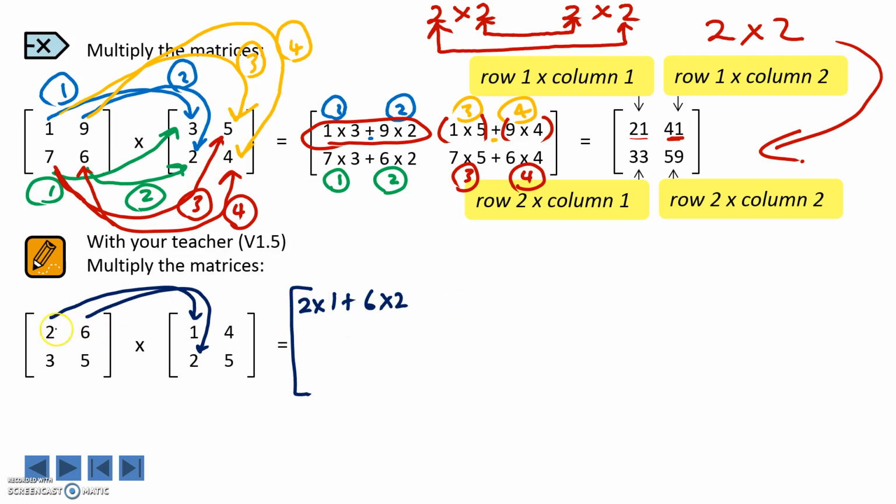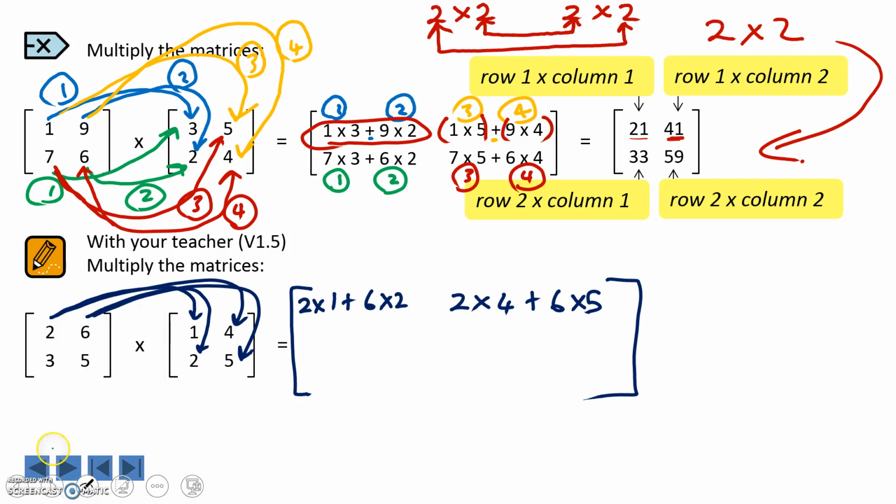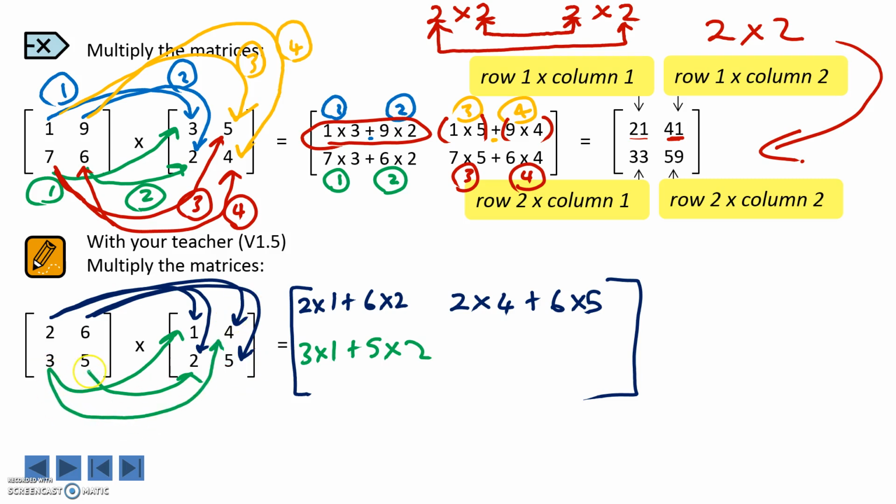Then we're going to do that same row with the next column. So it's going to be 2 times 4 plus 6 times 5. And I will change colour here with our second row, exactly the same thing. 3 times 1 plus 5 times 2. And now we're going to do exactly the same thing with the second column. 3 times 4 plus 5 by 5.